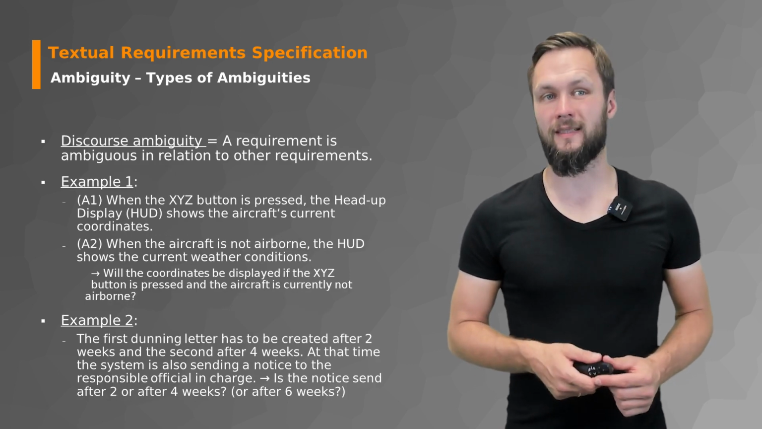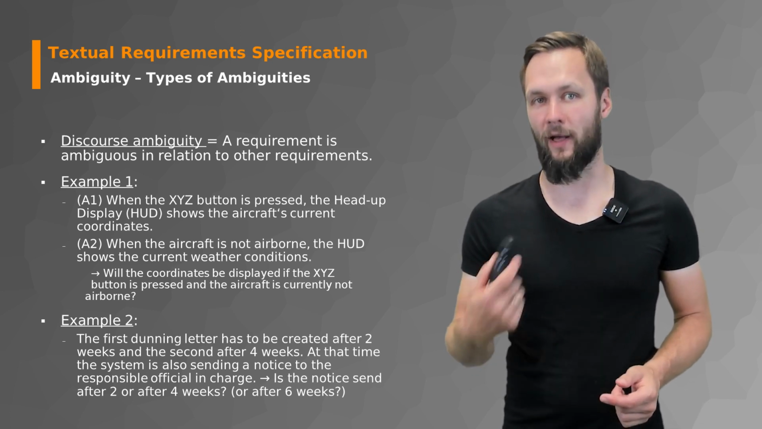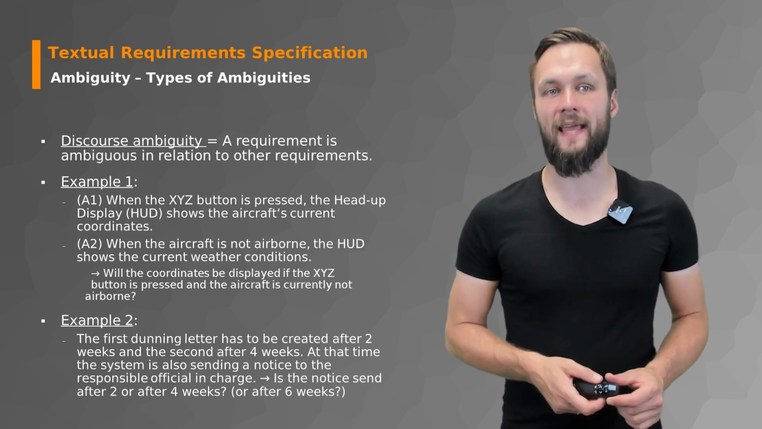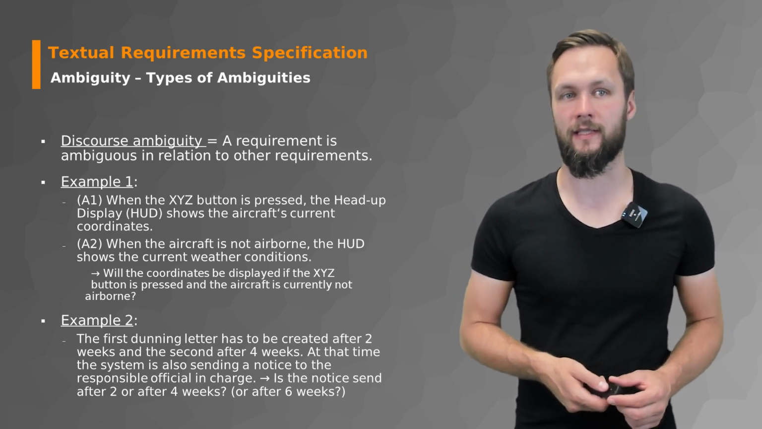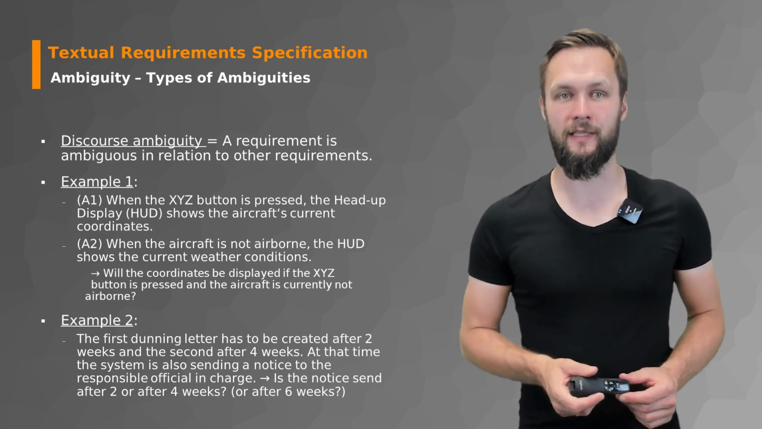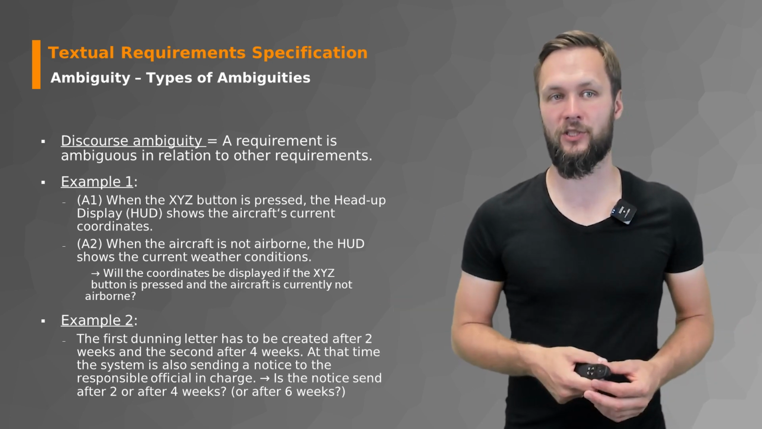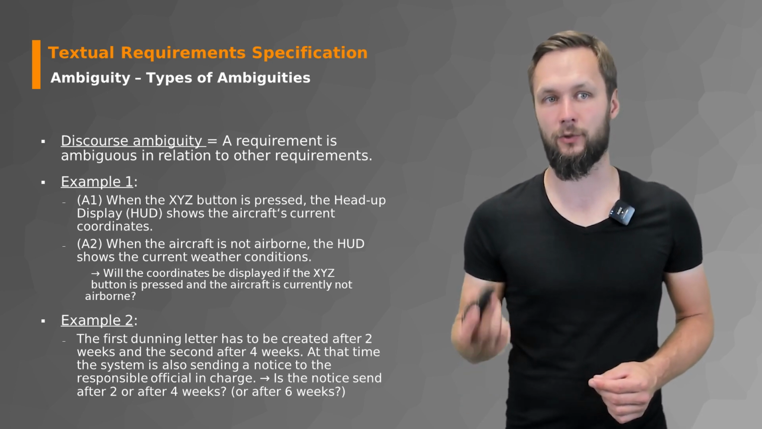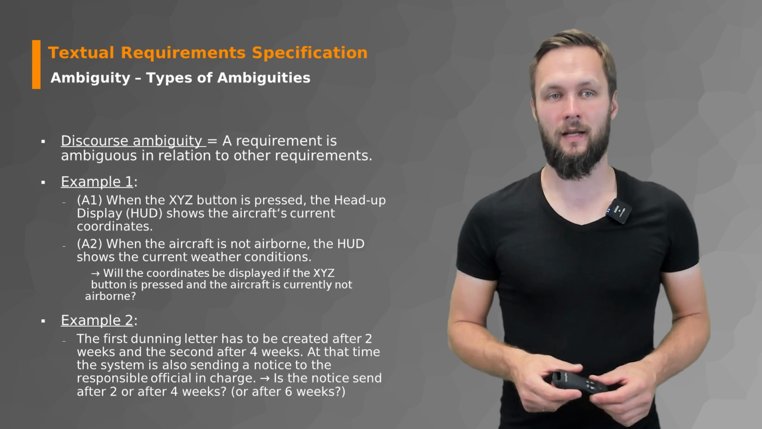Then there's also the discourse ambiguity. It's where a requirement is ambiguous in relation to other requirements. As an example, we have A1. When the XYZ button is pressed, the head-up display shows the aircraft's current coordinates. A2. When the aircraft is not airborne, the HUD shows the current weather conditions. That raises the question, will the coordinates be displayed if the XYZ button is pressed and the aircraft is currently not airborne? What's supposed to happen? What will occur?